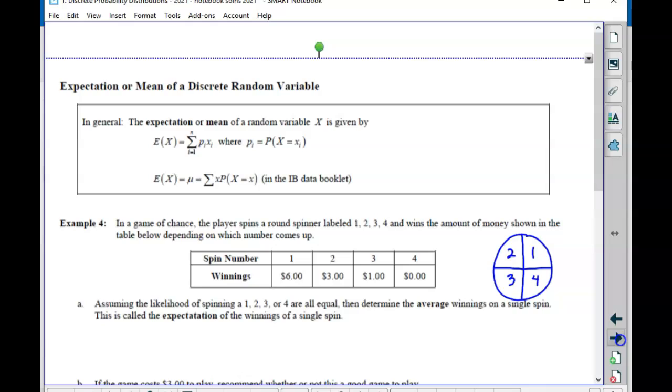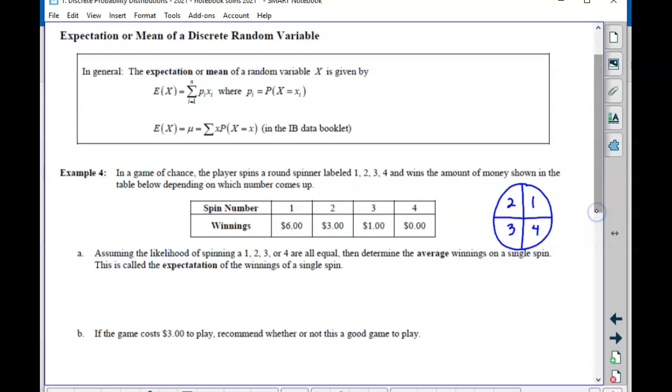If you land on a 1, you win $6. A 2, you win $3. A 3, you win $1. A 4, you win nothing. Okay, so those are the winnings. It says, assuming the likelihood of spinning 1, 2, 3, 4 are all equal, so it would look something like this. Determine the average winnings. Okay, this is also called the expectation.